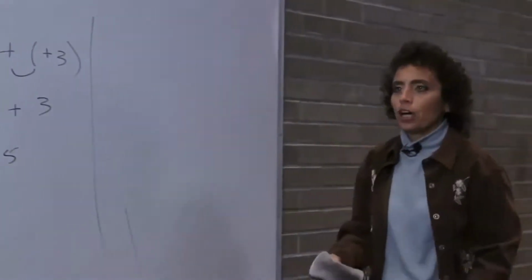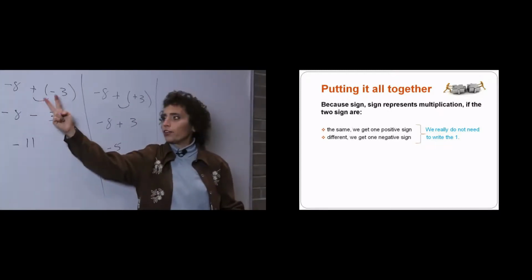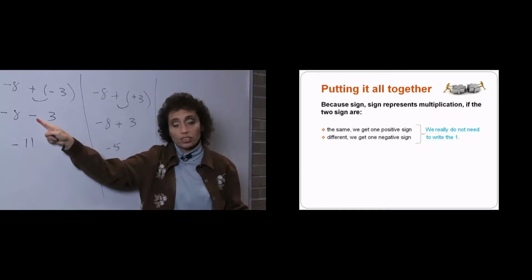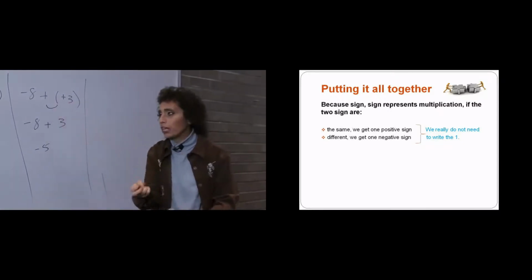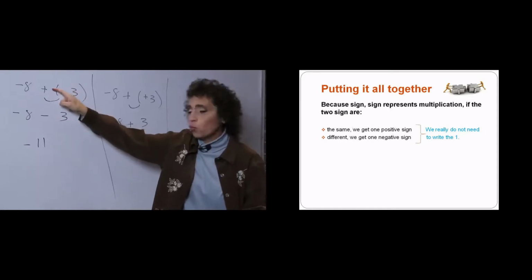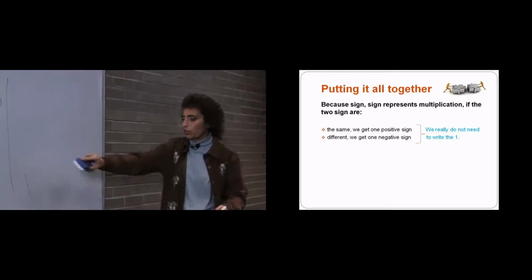All right, so here's what I know. If you have a sign followed by a sign and they're different, it changes into one sign that's negative. Signs that are the same change into a plus, because we're really doing multiplication. Why are we doing multiplication? There's actually a 1 there we don't see. So it's really very simple. You don't need to write the 1 as long as you understand the process.